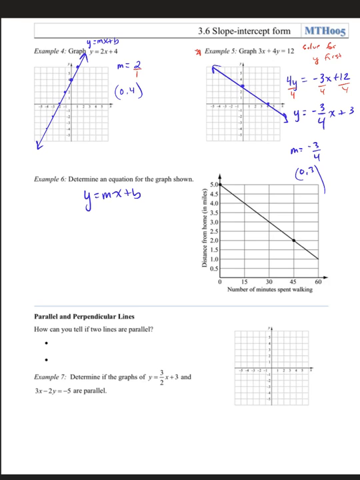Well, looking at this graph, we see that this point right here is going to be our y-intercept because it's touching the y-axis. And we see that point there is going to be the point 0, 5. So right away that we know is our b here is going to be a positive 5. Now we have to figure out what our slope is going to be.